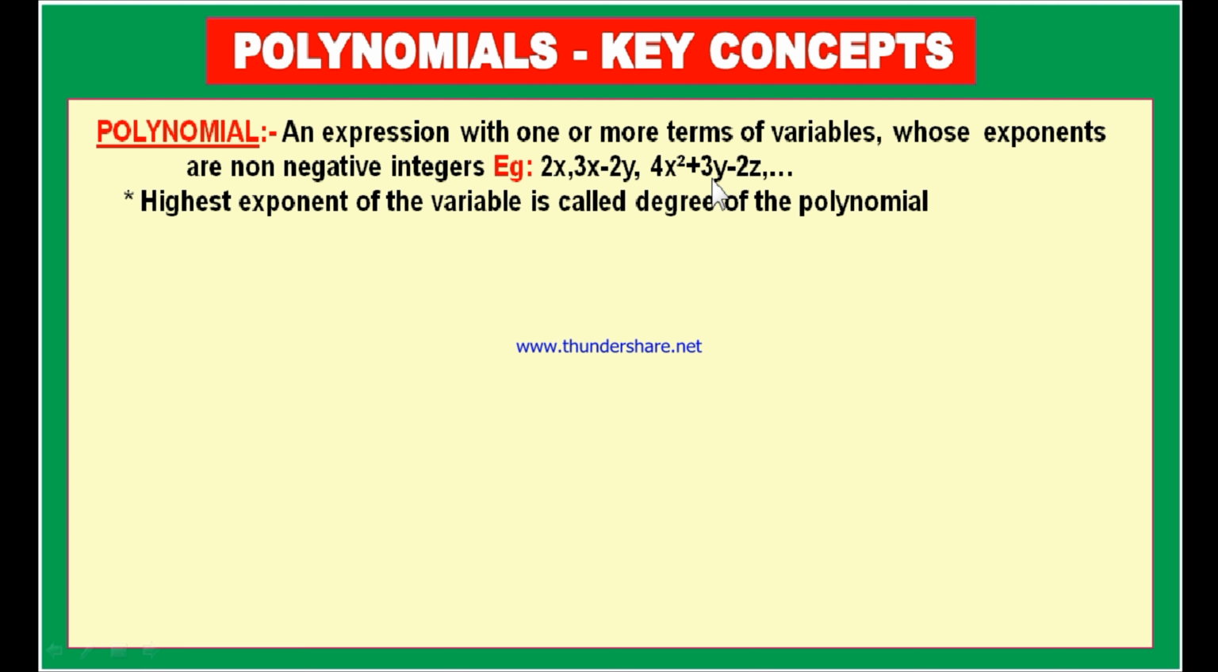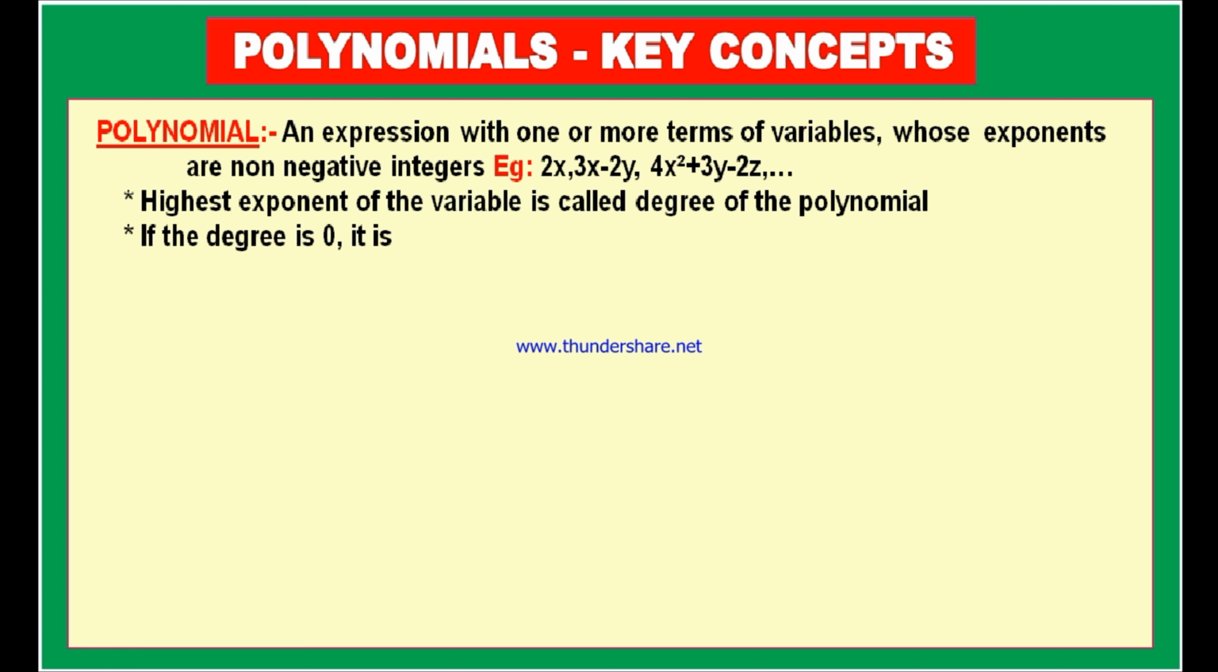But if you observe the third polynomial, 4x square plus 3y minus 2z. Here 4x square means the exponent of x is 2, plus 3y, the exponent of y is 1, minus 2z, the exponent of z is 1. Then what is the highest exponent of all the three variables? Out of all the three variables, the highest exponent is that of x, which is 2. Since the highest exponent of the variable is 2, the degree of this polynomial 4x square plus 3y minus 2z is 2. Understood? Therefore the highest exponent of the variable is called the degree of the polynomial.